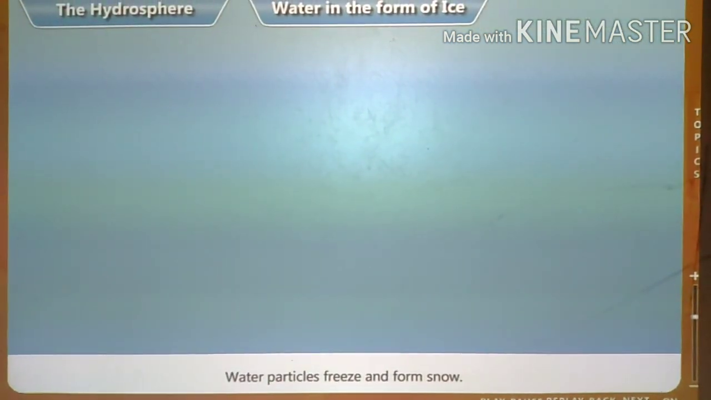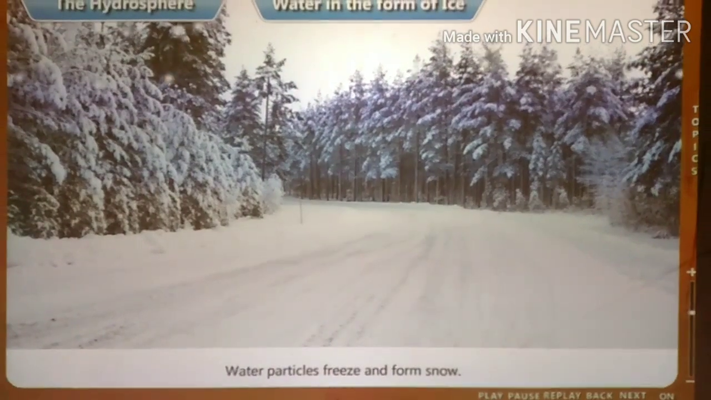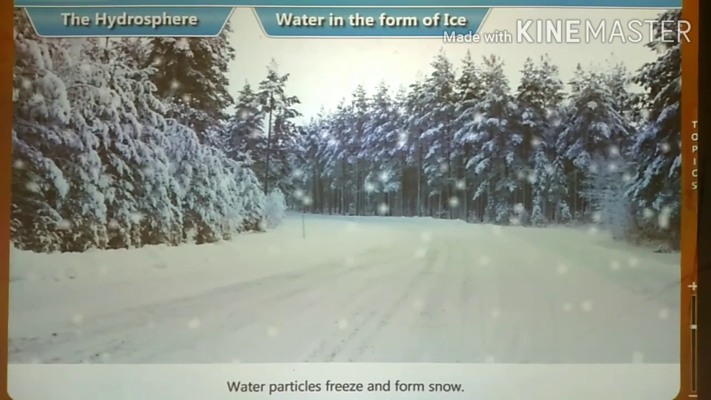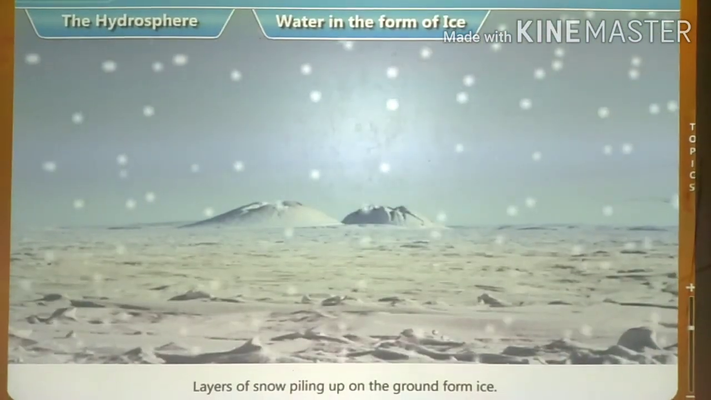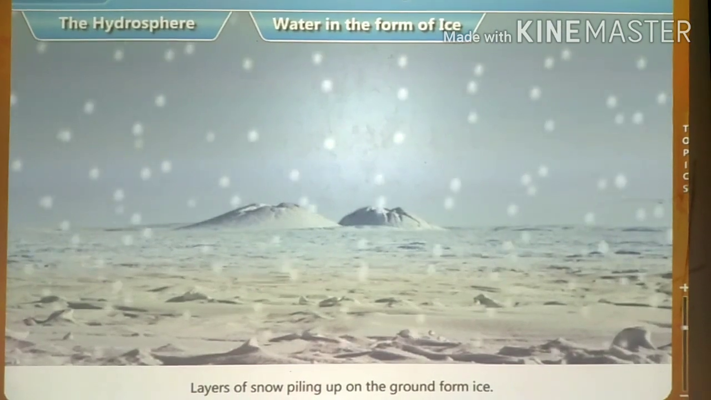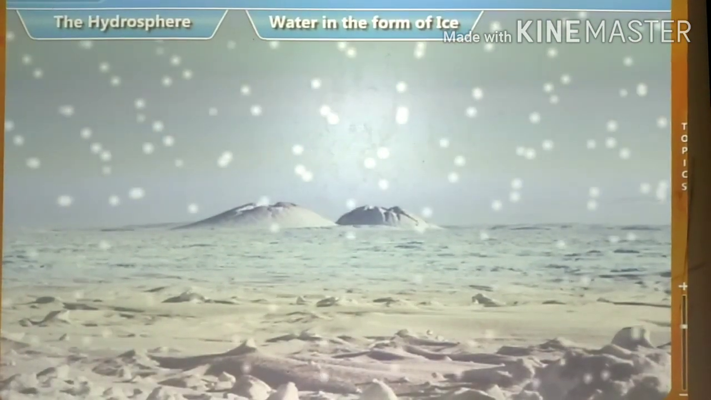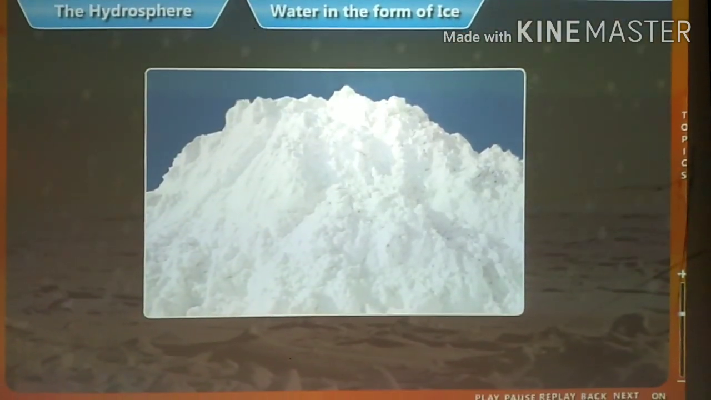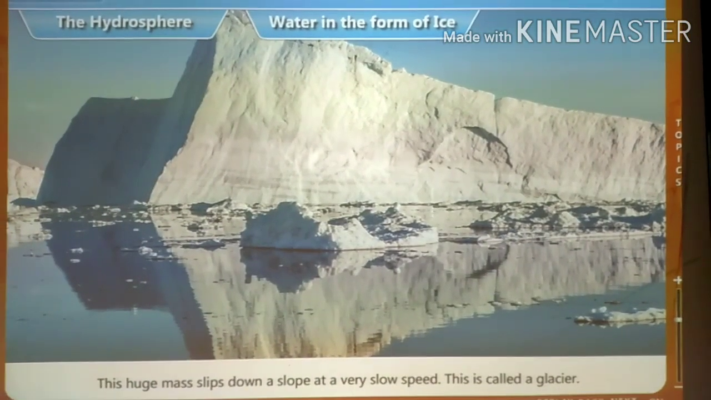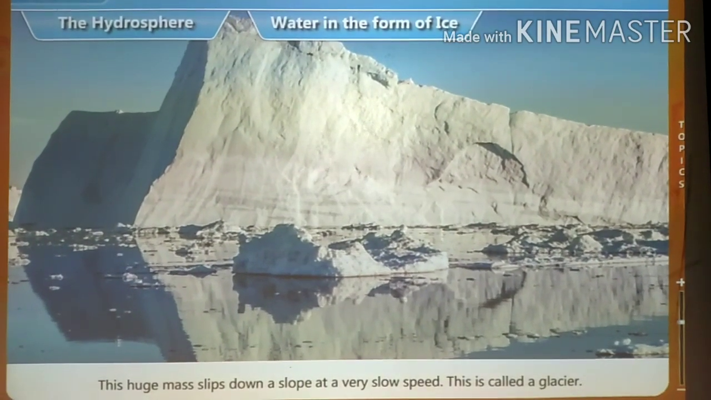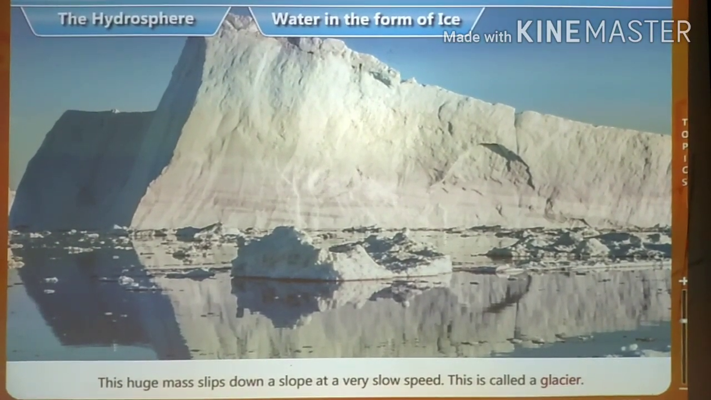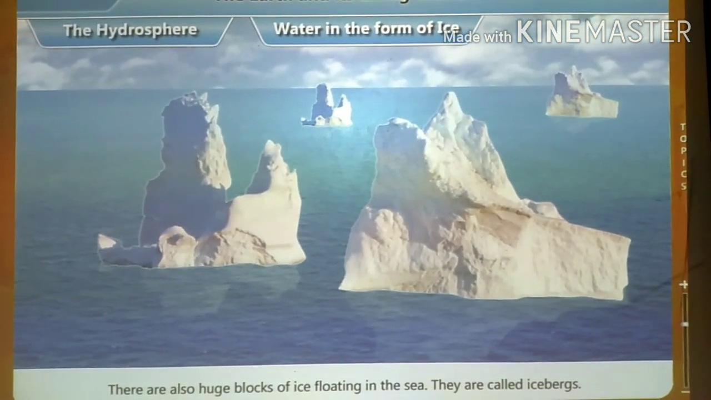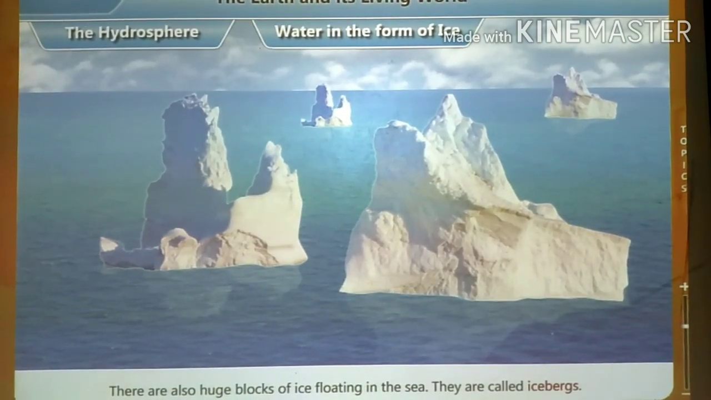Water in the form of ice. Water particles in the clouds freeze, and in cold regions they come down in the form of snow. When layers of snow pile up on the ground, they form ice. When such layers of ice pile up in a low-lying area, they become enormous in size. This huge mass slips down a slope at a very slow speed. This is called a glacier. There are also huge blocks of ice floating in the sea. They are called icebergs.